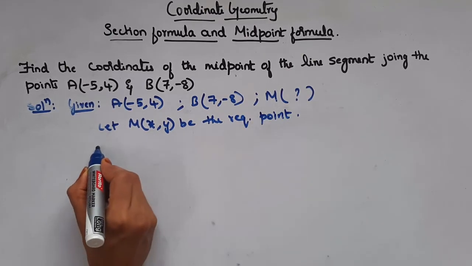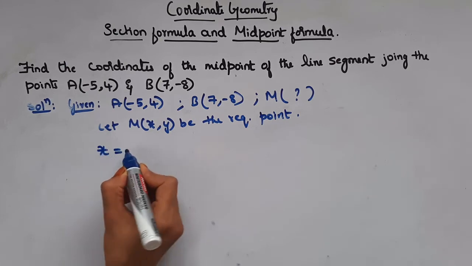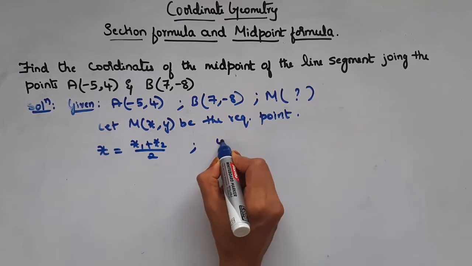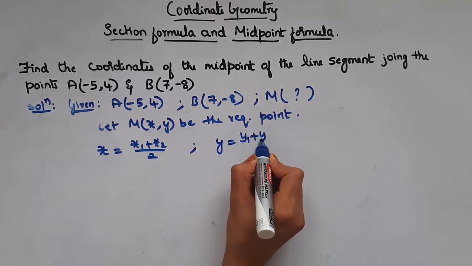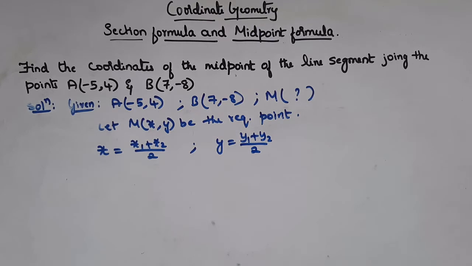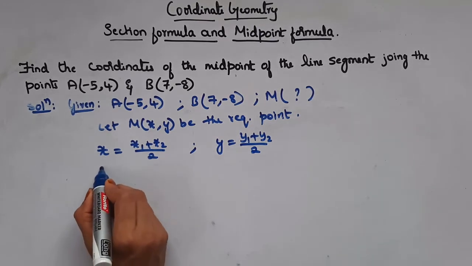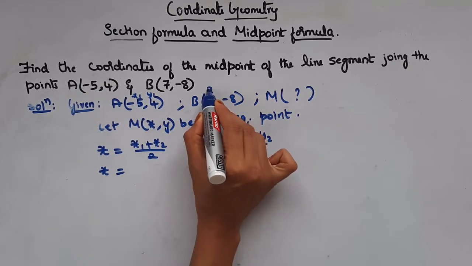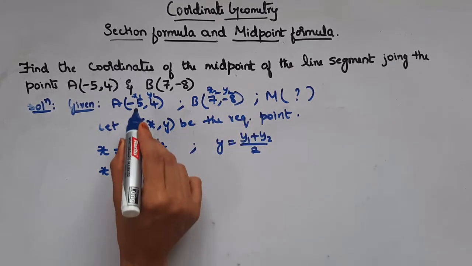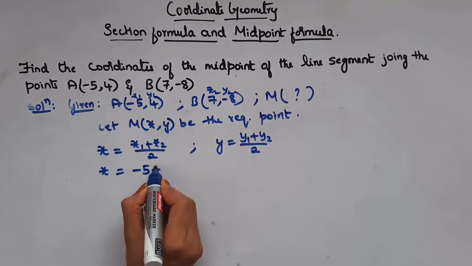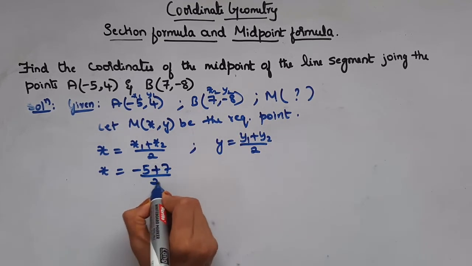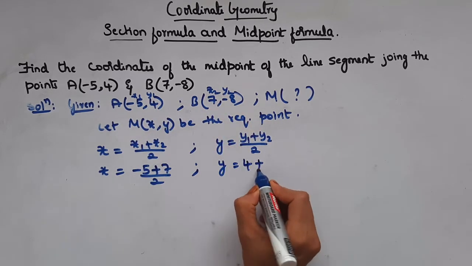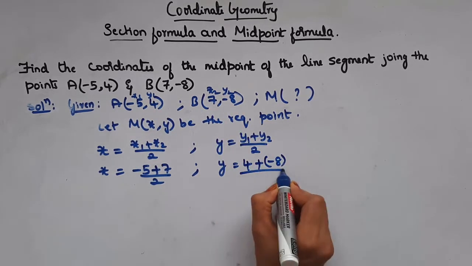Alright, so we know the coordinate x is given by x1 plus x2 by 2 and your y is given by y1 plus y2 by 2, right? So by substituting the values, we have x is equal to, this is your x1, y1 and this is your x2, y2, right? So x1 here is minus 5 plus x2 here is 7 by 2 and y is equal to, y1 here is 4 plus y2 here is minus 8 by 2.